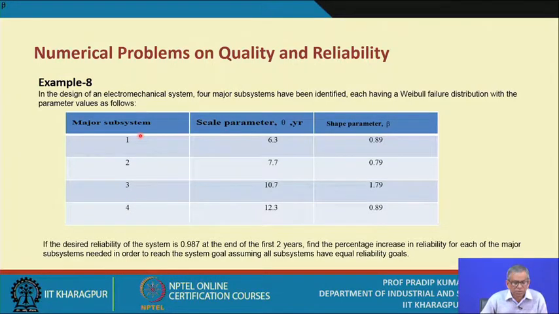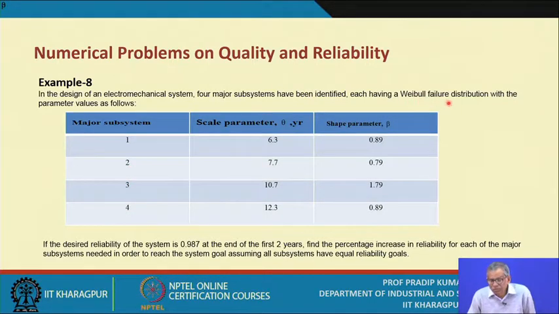Now, in this example, what are we referring to? We are referring to the design of an electromechanical system. There are many such systems surrounding you. So, in the design of an electromechanical system, 4 major subsystems have been identified. So, what are those major subsystems? 1, 2, 3, 4.